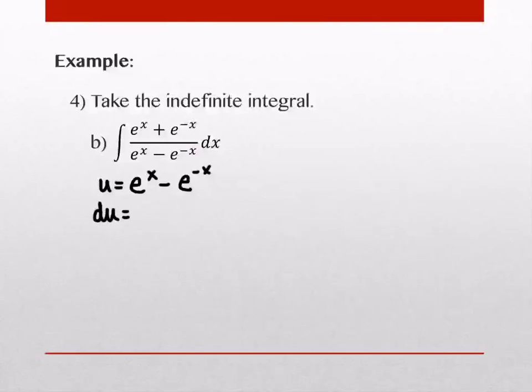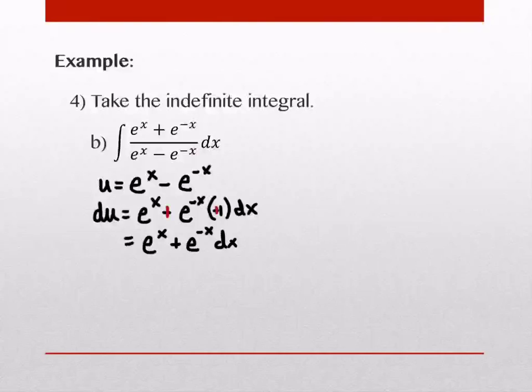Okay, what's the derivative of e to the x? It's e to the x. And I have minus. Now what's the derivative of e to the negative x? e to the negative x times negative 1. Right. So it's going to be a positive. Like this, right? So this is going to be e to the x plus e to the negative x.